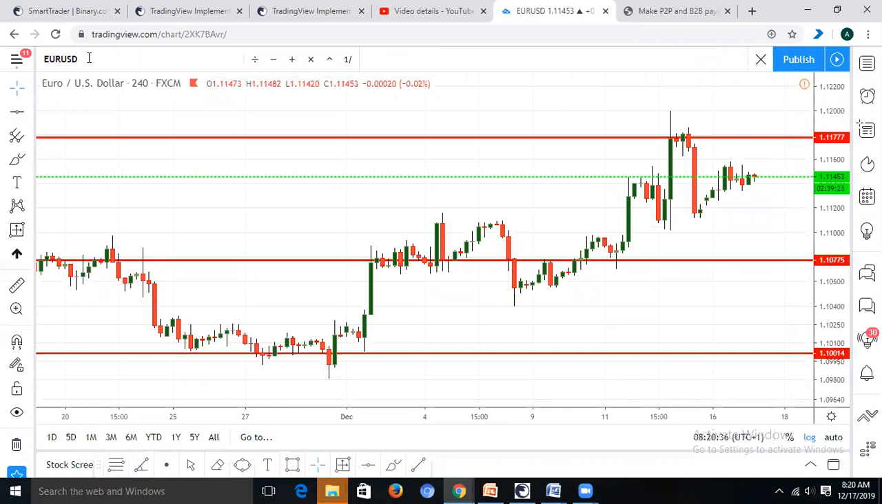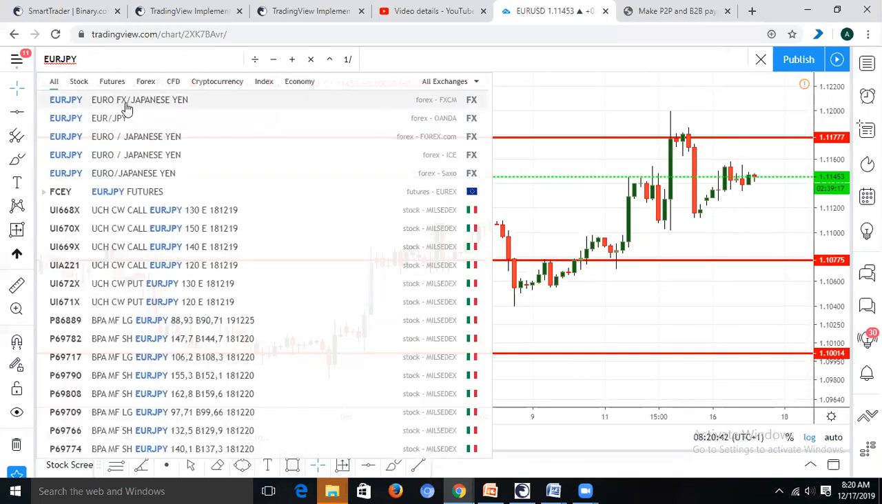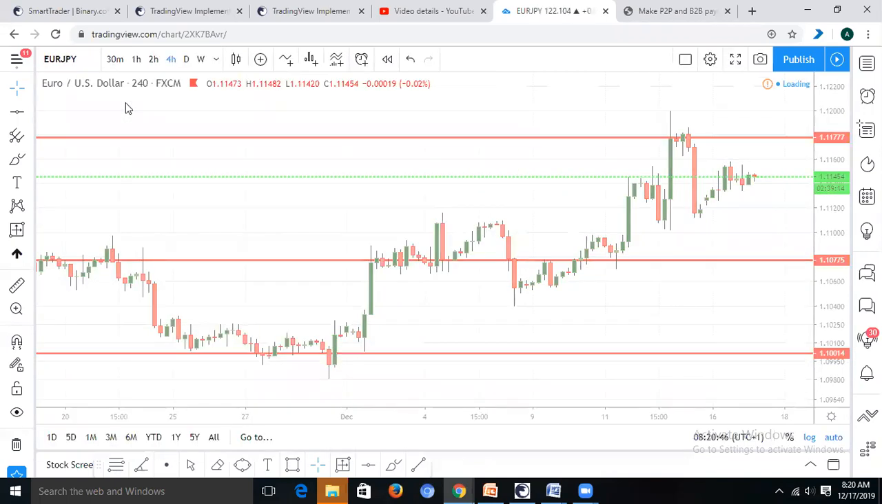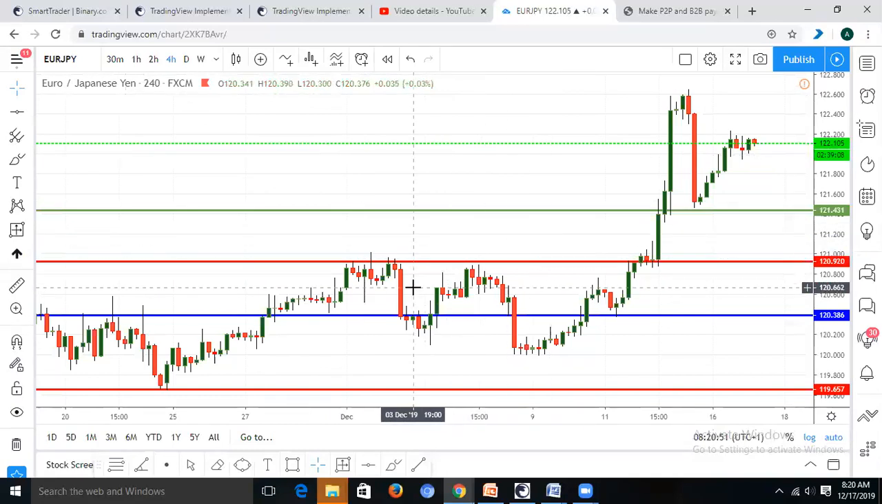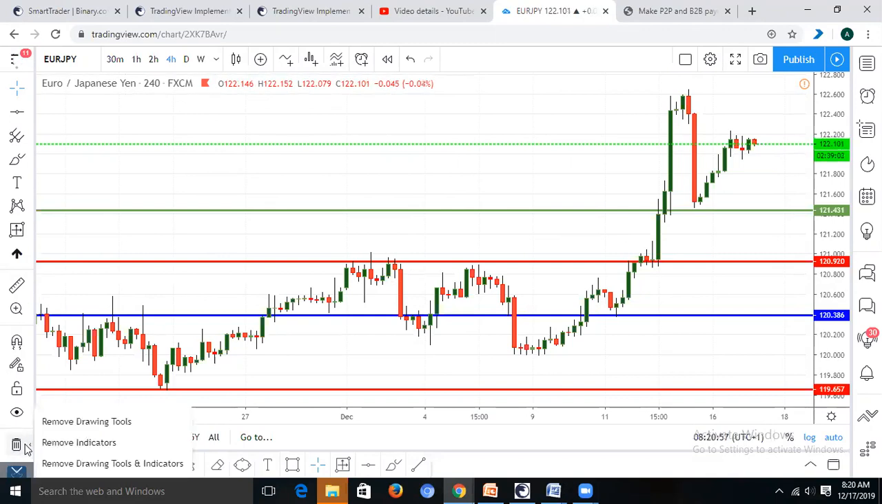Let's look at another pair. Let's see EURJPY. The market is dead. It is dead because of the holiday. You can see the market is not moving. It's just stagnant.